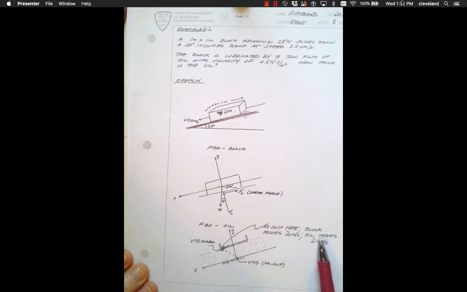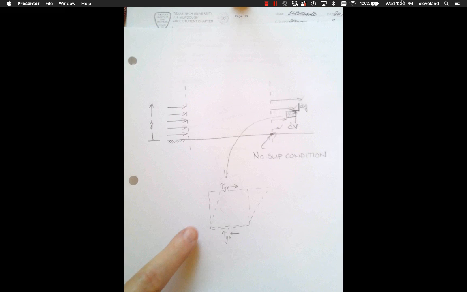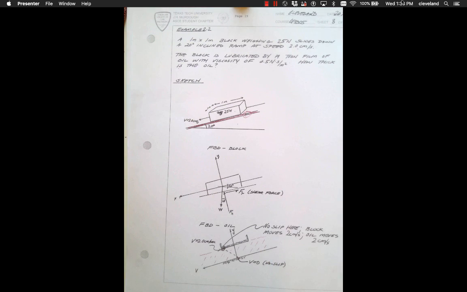In that case, the block is moving 2 centimeters per second. The oil is stretching at the same rate, 2 centimeters per second at the top, 0 centimeters per second at the bottom, and that creates our viscous condition. Our viscous deformation creates this picture. So now if we write our knowns, unknowns, and governing equations, what do we know about this problem?